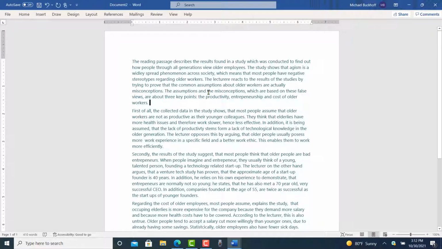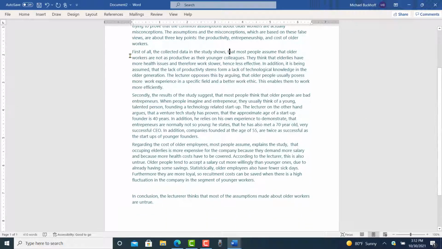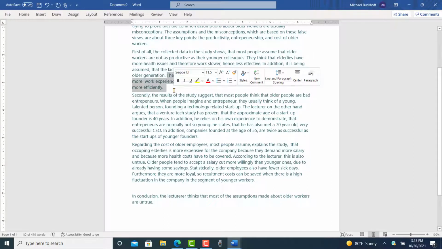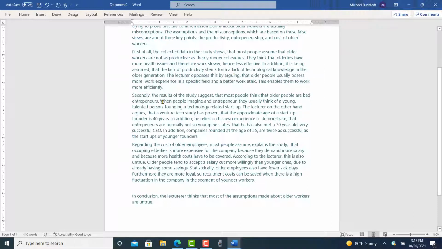The assumptions and misconceptions, which are based on these false views, are about 3 key points: the productivity, entrepreneurship, and cost of older workers. So that really frames your body paragraphs. And then in the body paragraphs, you spend part of the paragraph talking about the reading passage, then the other part of the paragraph talking about the lecture. So you do a really good job, I think, framing, in a chunking style, the most important information from both the reading passage and the lecture.